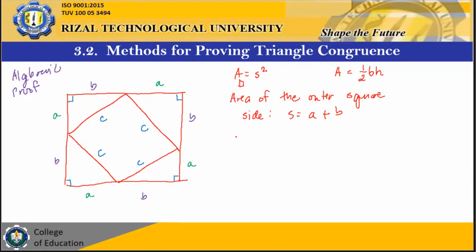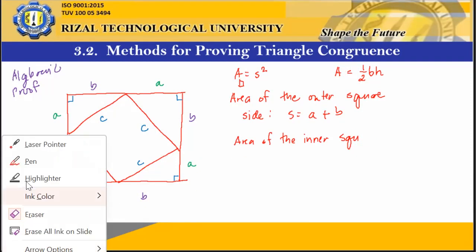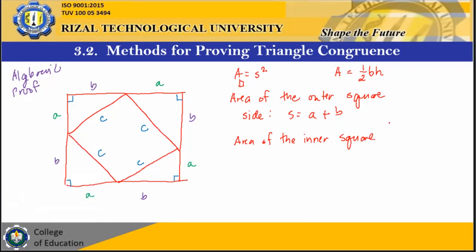Now, so if we are to get the area of the inner square, inner square is what? Is C, tama? Side is equal to C, tama? Tama po ba? Yes, sir. So, ang area nito, itong isa, so S squared implies that I have A plus B, quantity squared. Tama po ba? Opo. Next, the area of this is S squared implies that I have C squared. Tama po ba? Opo.